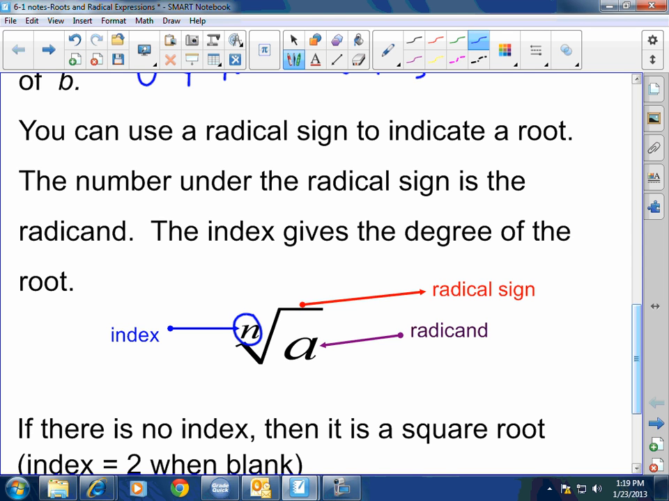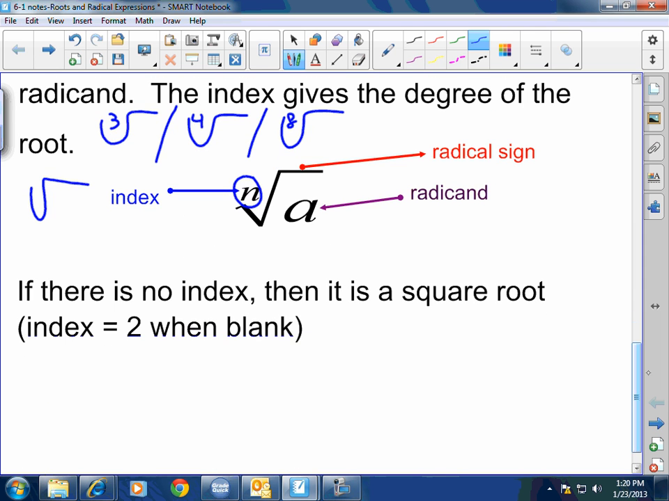If you have a cube root, you're looking for sets of 3. If you have a 4th root, you're looking for sets of 4. If you have an 8th root, you're looking for sets of 8. If you just have a radical sign and you do not see a visible root or index, that means it's going to be 2. It's a square root. If there is no index, then it is a square root. Index equals 2 when it's blank.